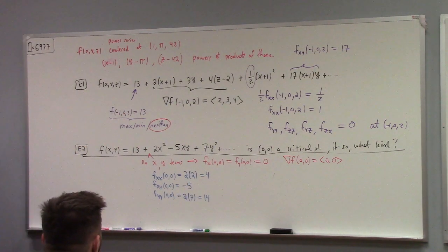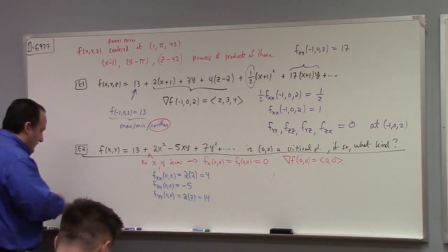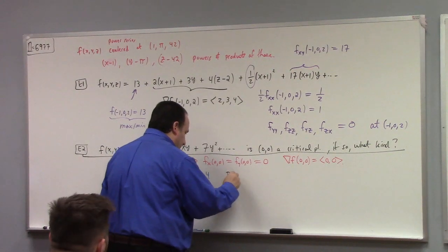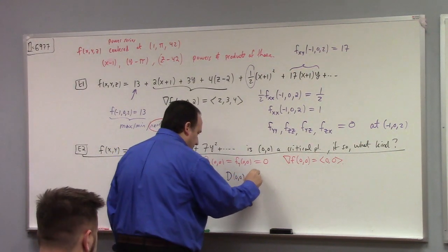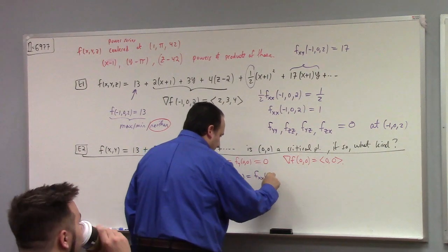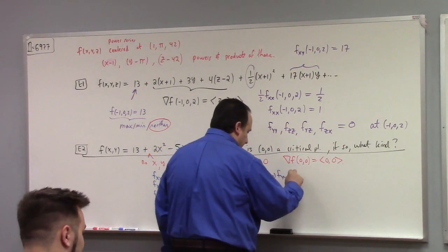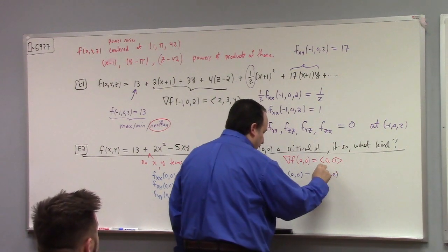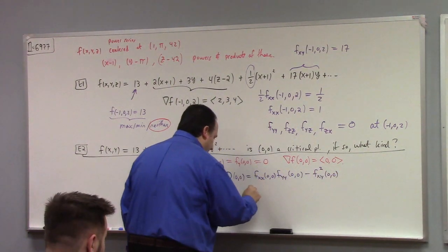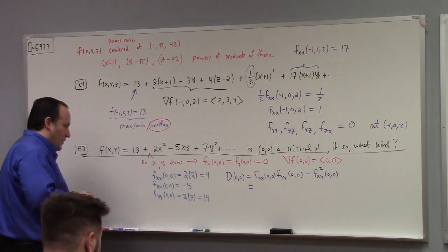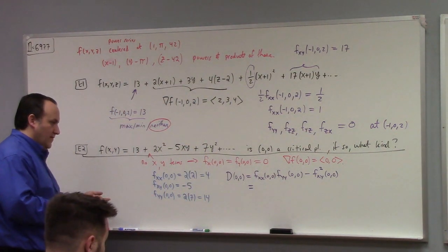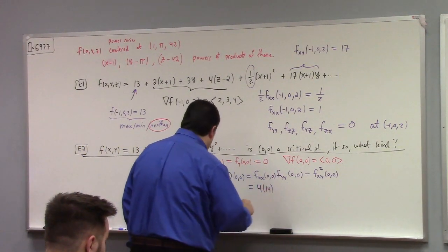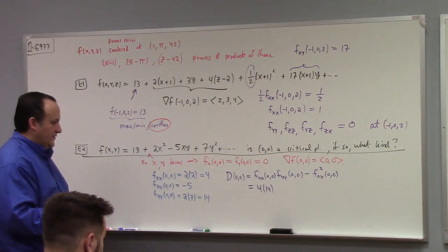Now what does the second derivative test say to look at? It says to look at the Hessian, if you like, the big D. So big D at 0, 0 would be fxx at 0, 0 times fyy at 0, 0, minus fxy at 0, 0 squared. And that is what? 4 times 14, right? Minus 25.